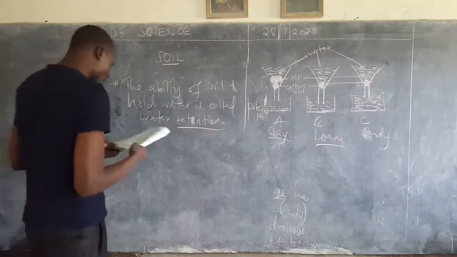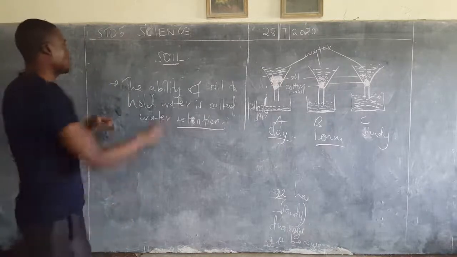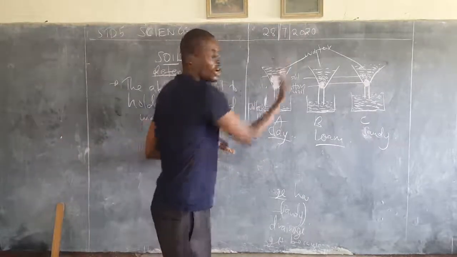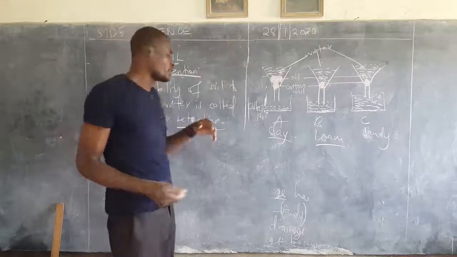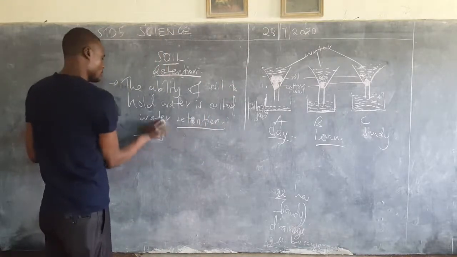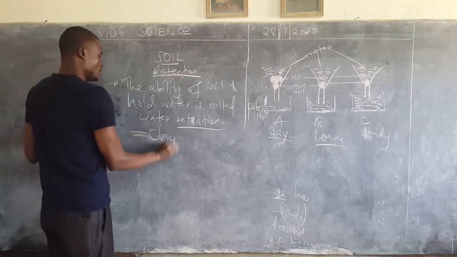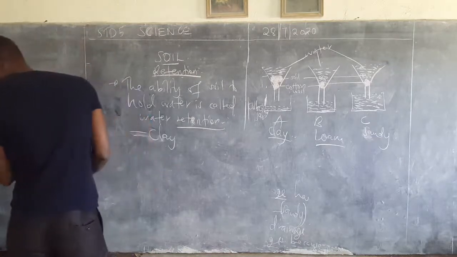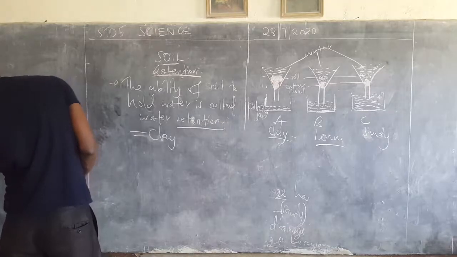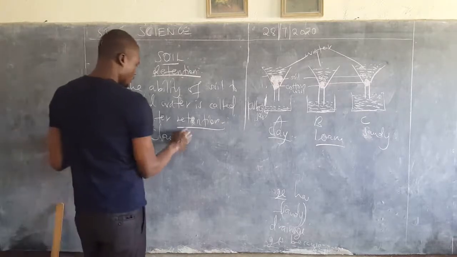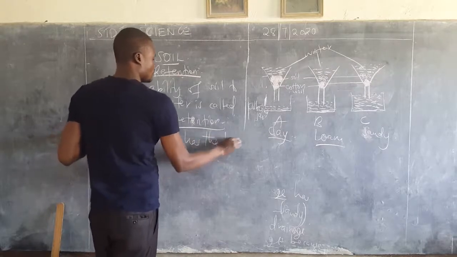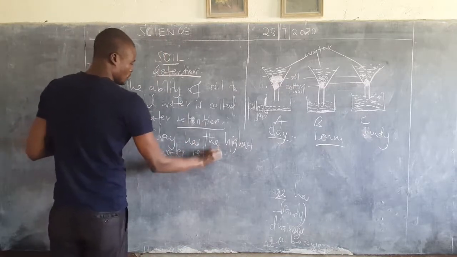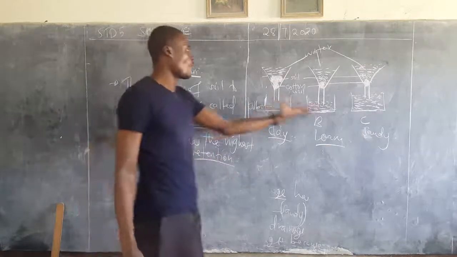And again, clay soil has the highest water retention. We just mentioned that this is under retention. It holds water, it retains water for a long time. So the best soil, let's say clay soil, has the highest water retention. It retains water for the longest time as compared to the others.